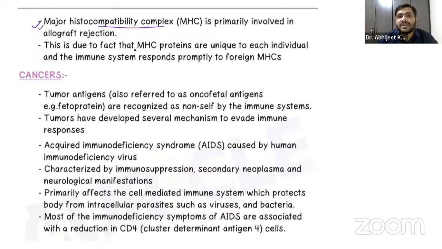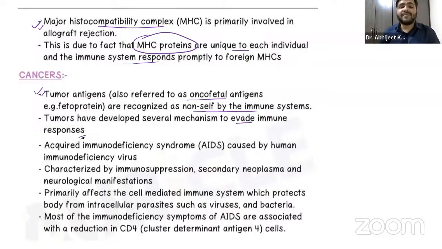These MHC proteins are unique to each individual, and the immune system responds promptly to foreign major histocompatibility complex. Now, even the cancers, guys: the tumor antigens, also referred to as oncofetal antigens, the fetoprotein, are recognized as non-self by the immune system. So tumors have developed several mechanisms to evade the immune response.